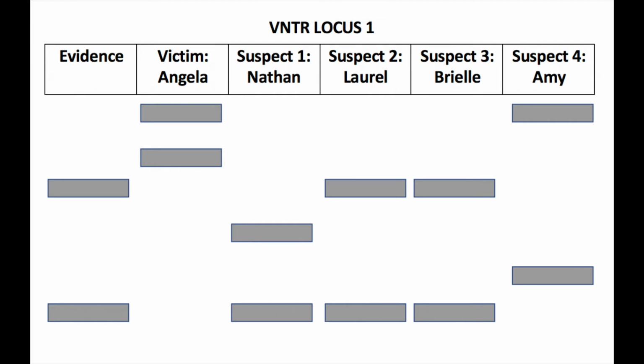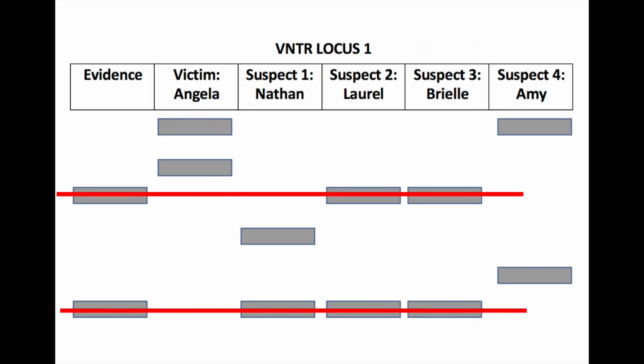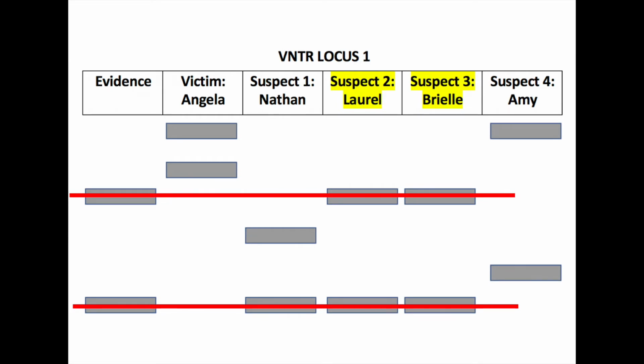Here's locus 1. The bands represent alleles, and as you can see, there are 2 alleles for each suspect, the victim, and for the evidence found at the crime scene because humans are diploid. To be a match, the individual must match both alleles at both loci. Here we see that Amy does not match any of the bands and therefore cannot be the murderer. Nathan does match one band but still cannot be the culprit as both alleles do not match the evidence. However, Laurel and Brielle both match the 2 alleles and either could be the perpetrator.